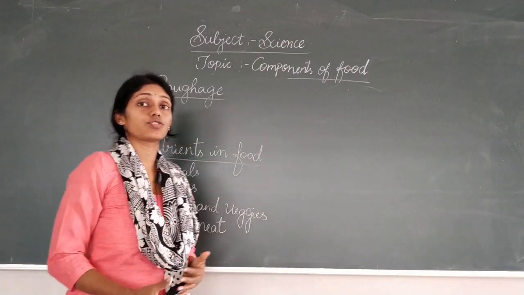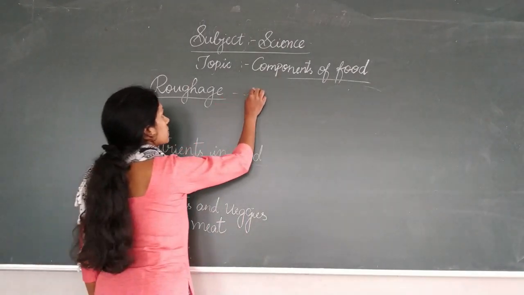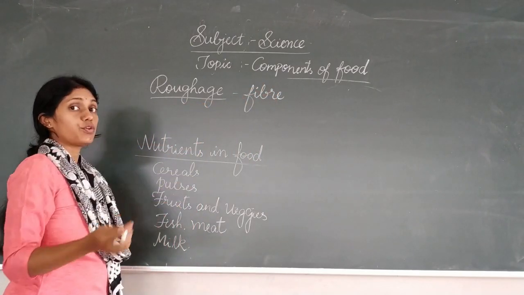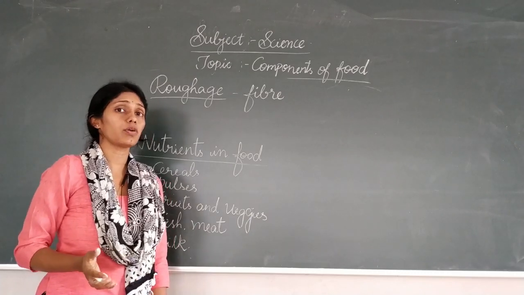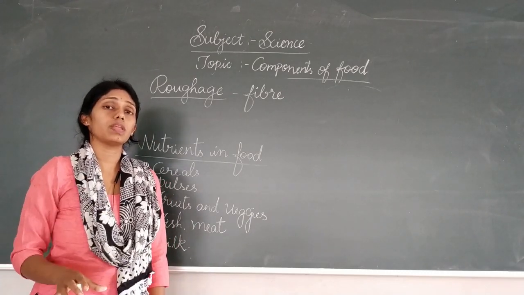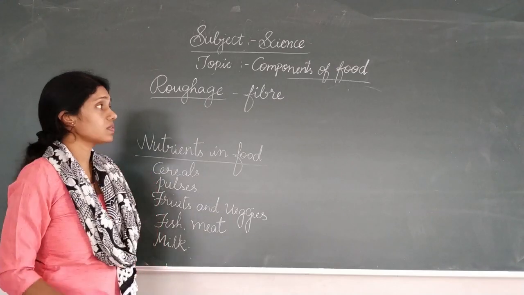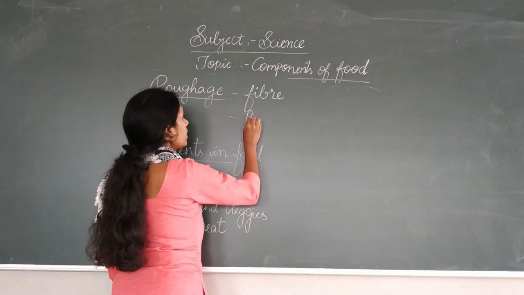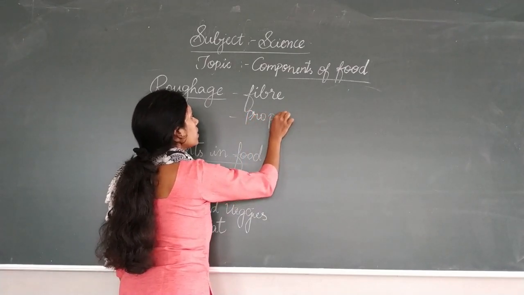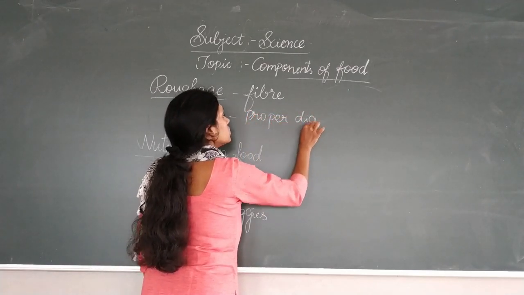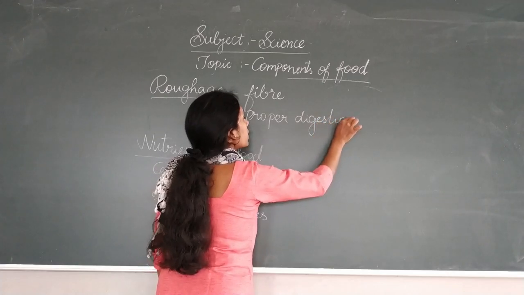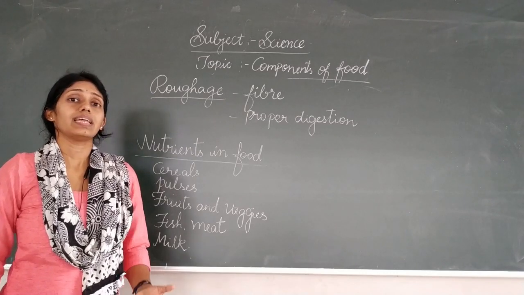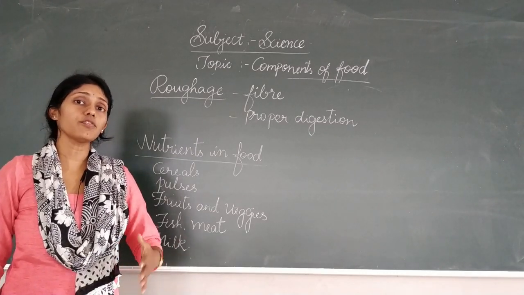Next is roughage. What is roughage? Roughage is the fiber present in the food. Is it a nutrient? No. Does it give any energy to the body? No. But it has to be included in our diet, because children, it helps in the proper digestion of food. So what is roughage? Roughage is the fiber present in the food. It helps in the proper digestion of food.